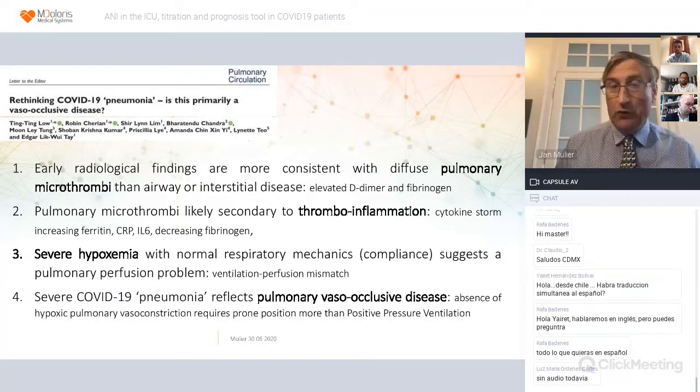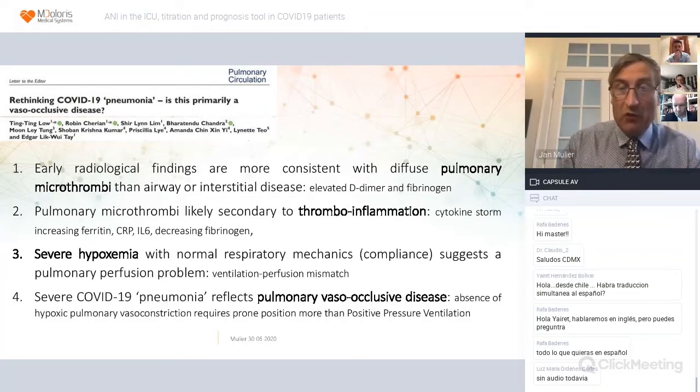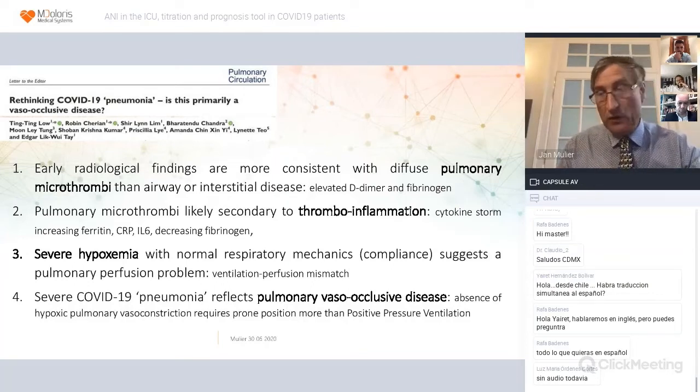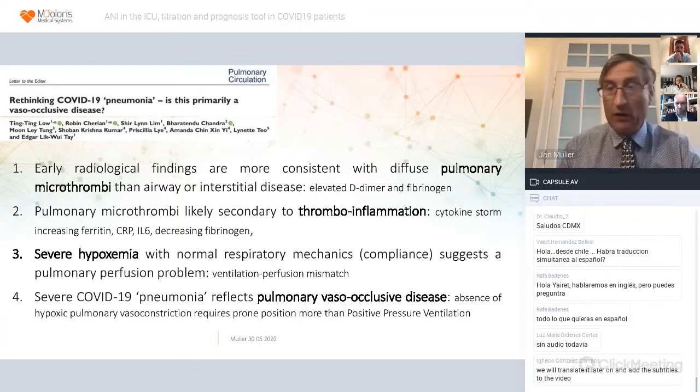And so what we have noted is that the ventilation perfusion is mismatched dramatically, even in the patients not intubated or ventilated yet. The severe COVID-19 pneumonia reflects actually a pulmonary vaso-occlusive disease, and there is an absence of hypoxic pulmonary vasoconstriction, requiring most of the time prone position rather than real positive pressure ventilation. With positive pressure ventilation, we even get worse. Ideal would be to use negative pressure ventilation, but this is hardly available on our ICUs today.